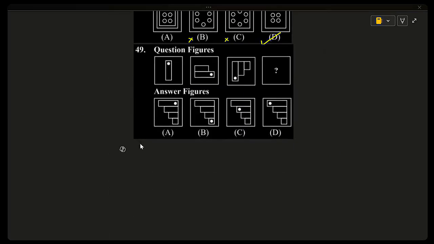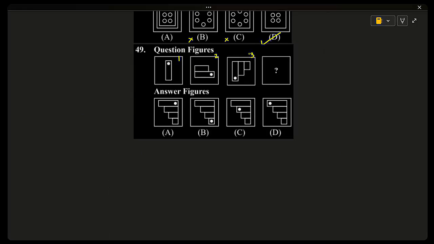49th question. Okay, one rectangle, two rectangles, three rectangles. Next we want four rectangles. Everywhere four rectangles are there, so nothing is eliminated. And how are we going to get it? So if you see clearly, where is the dot moving and how the figure is getting rotated.